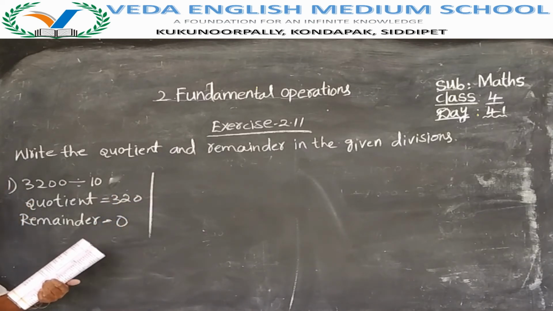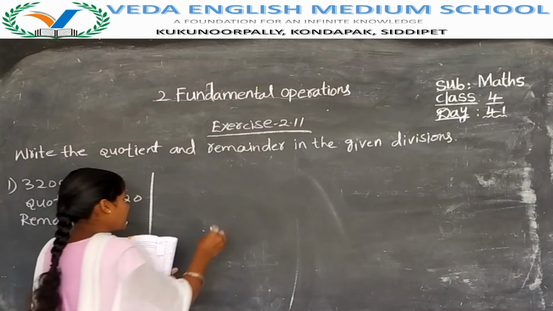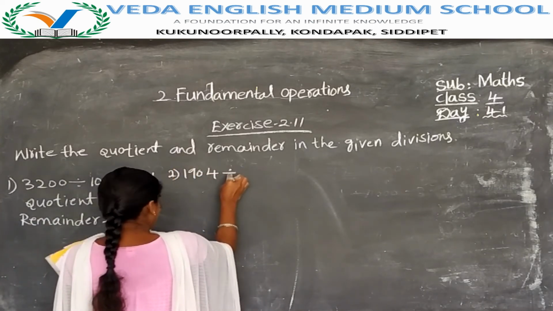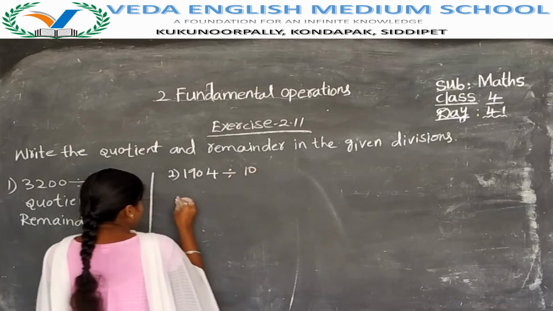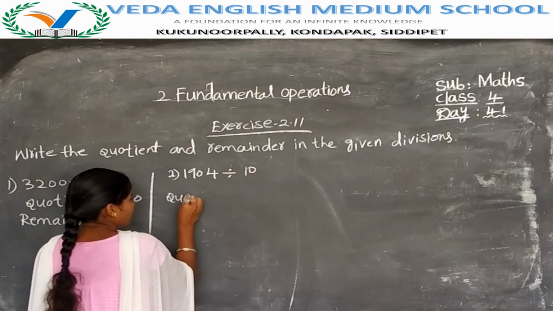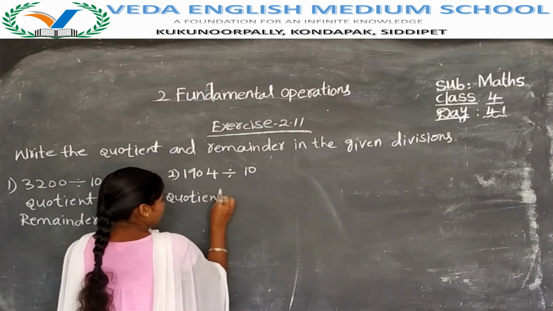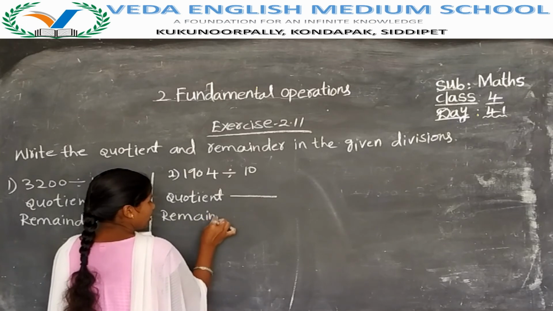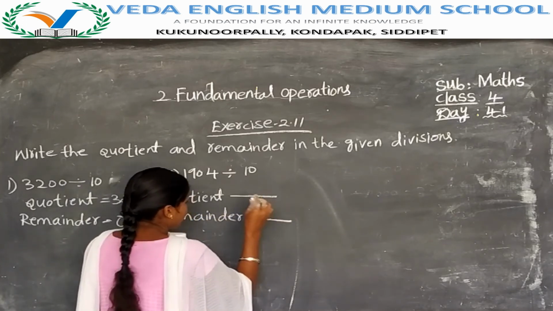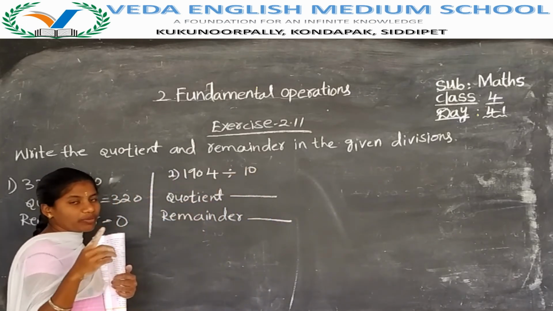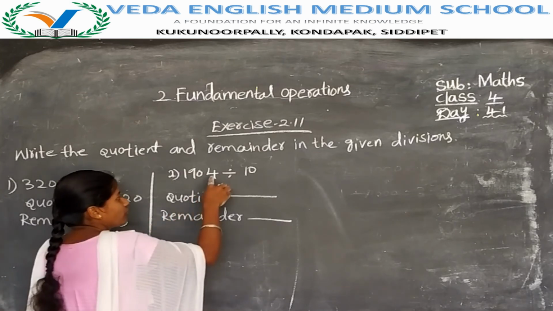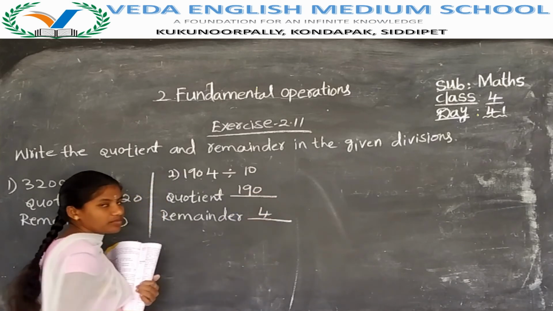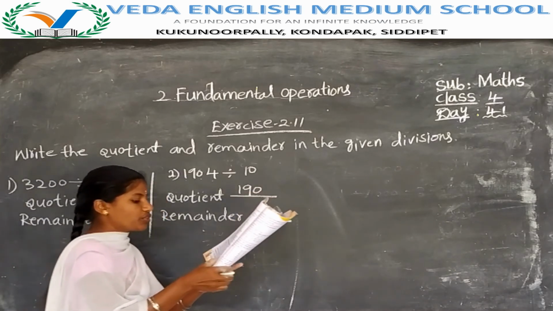First problem has completed. Next, second problem, 1904 divided by 10. Now see first, quotient, remainder. In 10 we have only one zero, so from the right side, what is the first digit? 4. 4 is remainder, 190 is quotient.